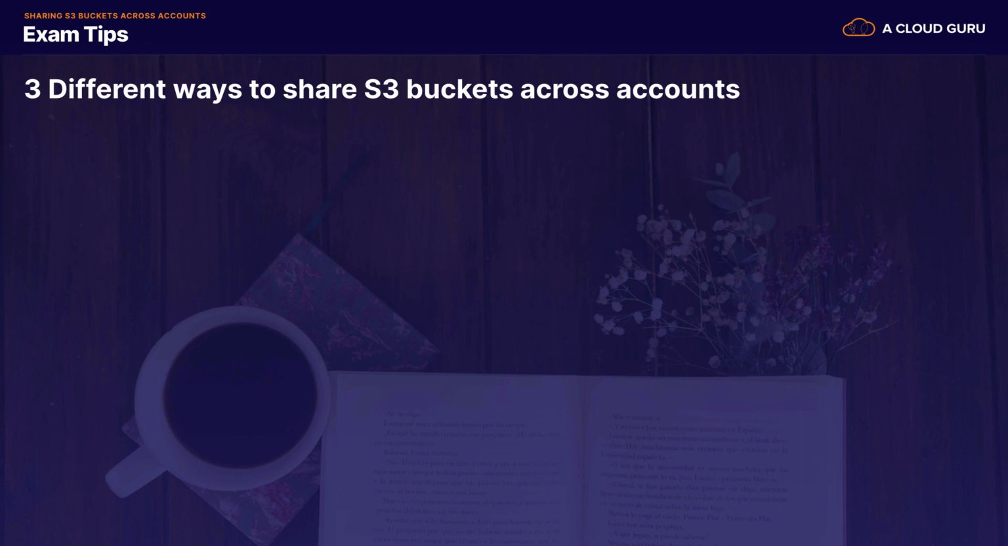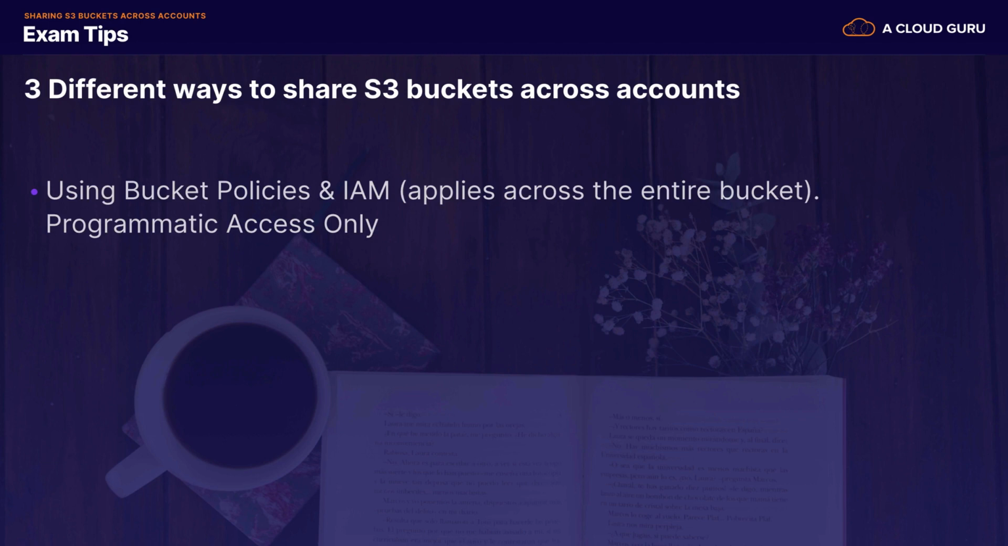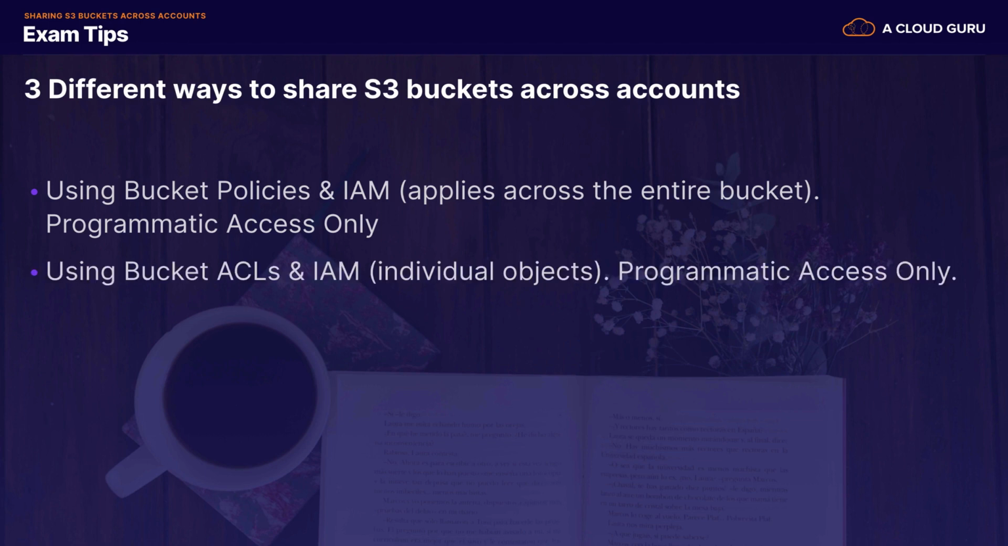So going into the exam, you're going to be asked what the 3 different ways are to share S3 buckets across accounts. So you can use bucket policies with identity access management, and bucket policies always apply across the entire bucket. You can't lock down individual objects, and this is programmatic access only. You can use bucket ACLs and identity access management. Again, bucket ACLs go down to the individual objects, but it is programmatic access only.